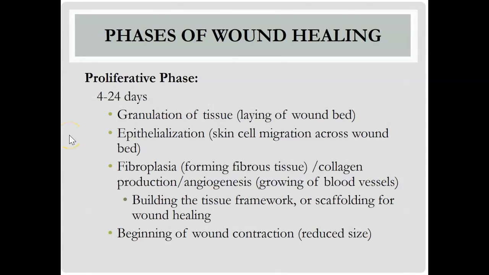And kind of moving on to this proliferative stage. This is when you get into the granulation and the epithelialization. Granulation of tissue, like the wound bed, cells migrating across the wound bed, kind of starting to close it up, forming new tissue, collagen production, growing of blood cells, building the tissue framework, scaffolding for wound healing, and it starts to contract, starts to kind of close in. These are all very, very good things in a healthy wound recovery.